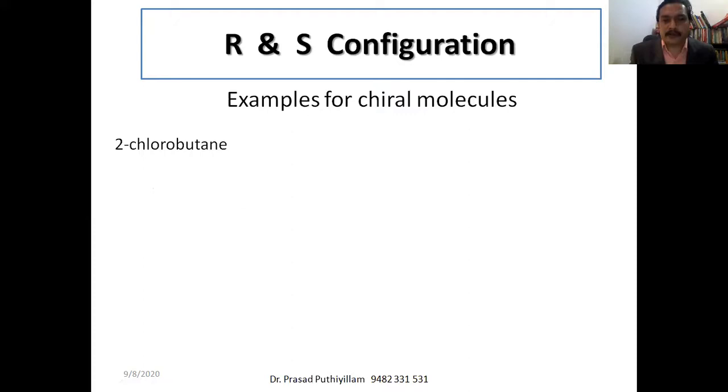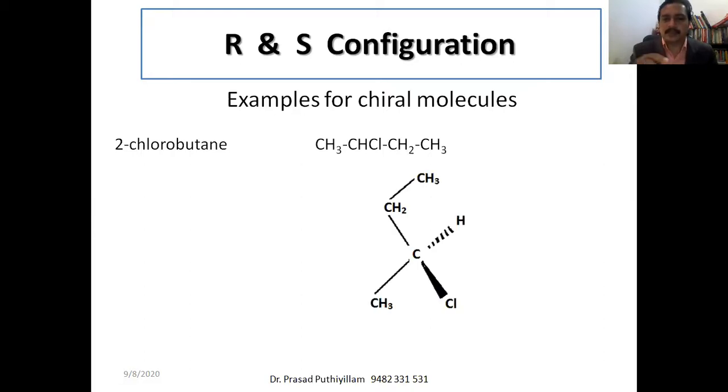An example of a chiral molecule, which we explained last class, is 2-chlorobutane, CH3CHClCH2CH3, and the three-dimensional structural representation is given here. We also call it S configuration. There I didn't explain it. So this is the class where I'm going to explain what R and S configuration is and how you can assign the R configuration and S configuration to the molecule.